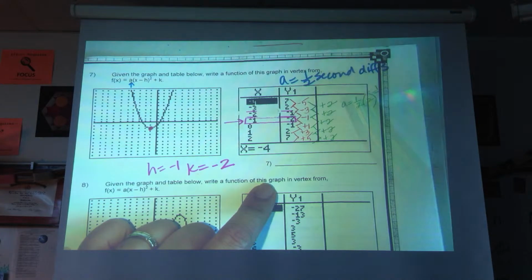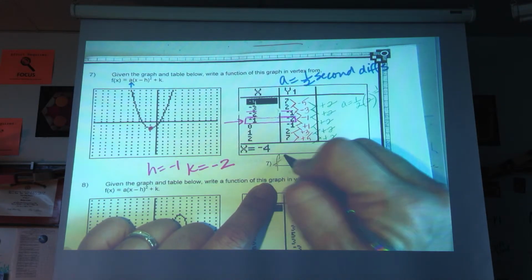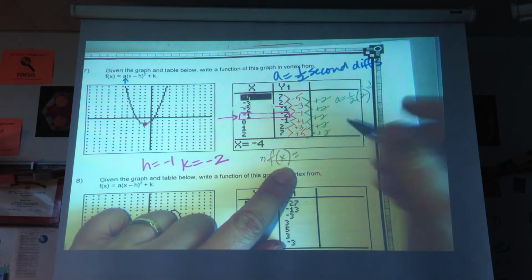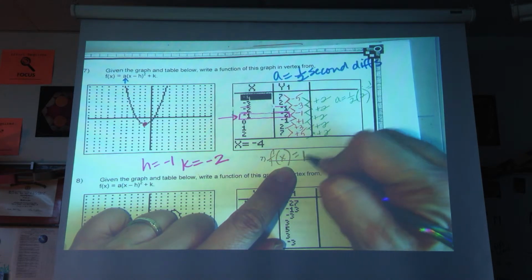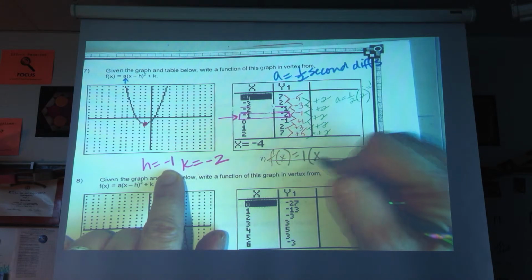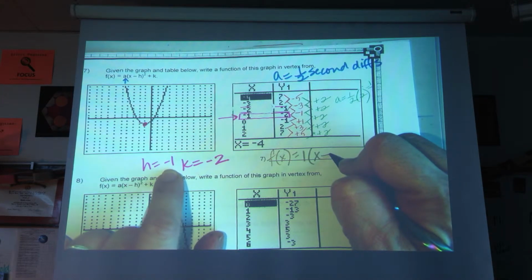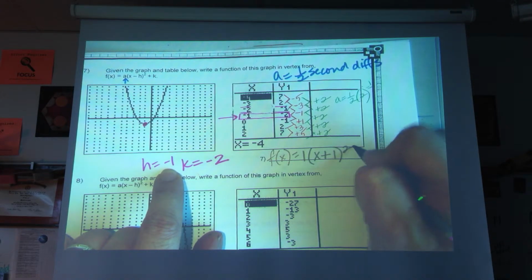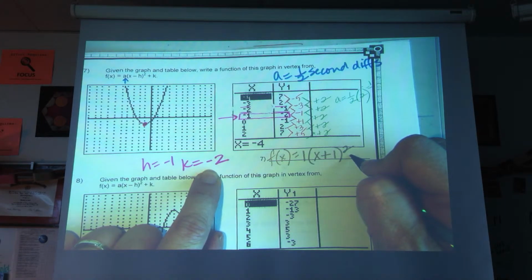So now I have everything I need. F of x or y equals, start with the function notation. My a value is 1. Then I do x minus h. X minus negative 1 is going to make it x plus 1 squared plus k, which happens to be a negative 2, so minus 2.